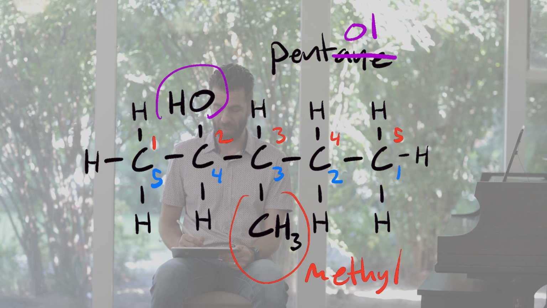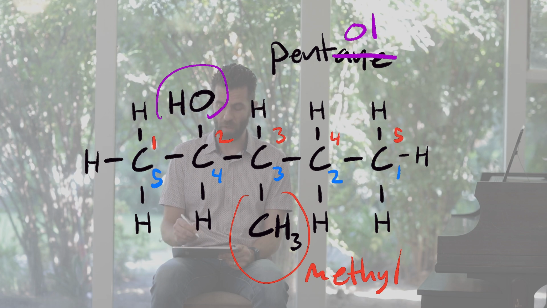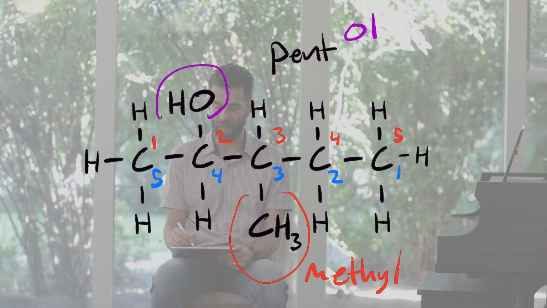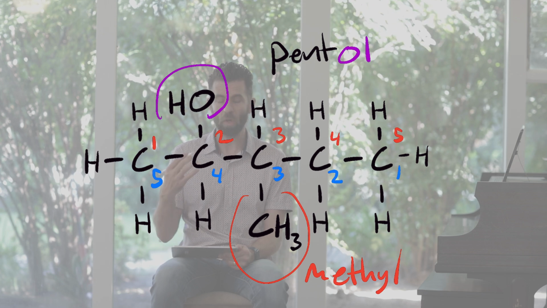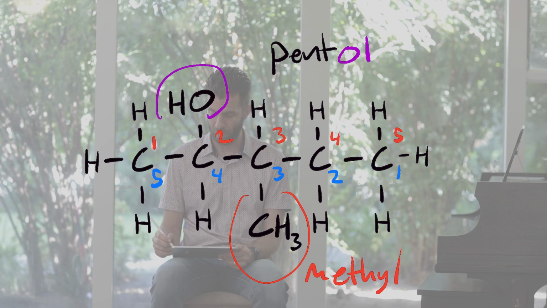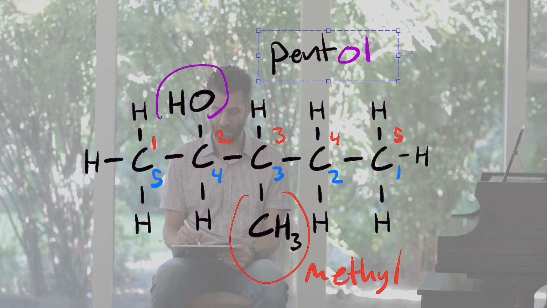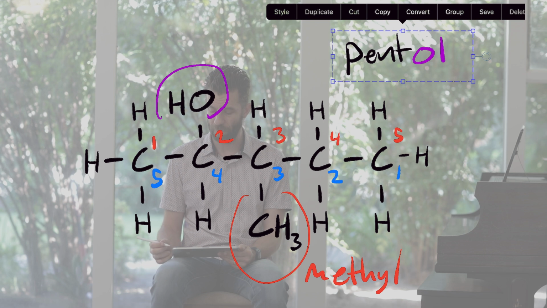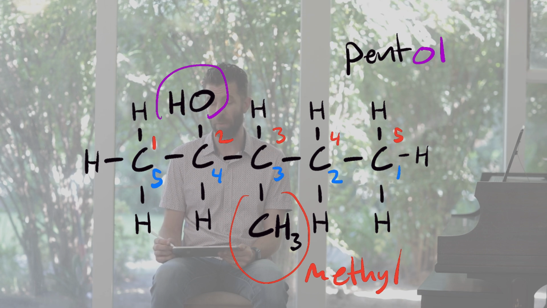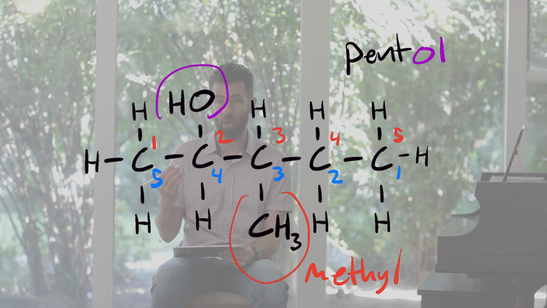Well, this is a pretty simple name. Like I said, we're going to have an -ol ending because it's an alcohol. And then before that, we're going to have our methyl group. So let's go ahead and try to name this, all right? So this is a pentanol, and we have to first of all put the number that refers to where that alcohol is.